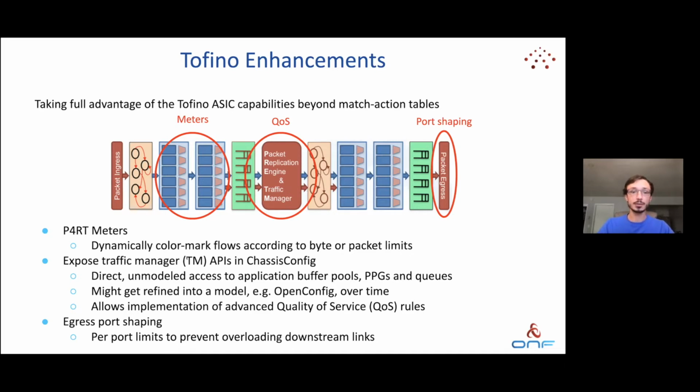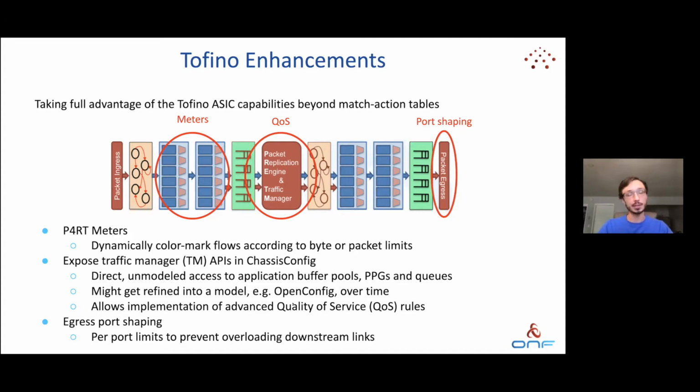Like I said, this is currently unmodeled, so we don't impose any structure. It's pretty much just the raw Tofino SDE or SDK APIs. We just map them through. But in the future, we might refine this into a model, for example, the OpenConfig one, as we see fit. But for now, the current implementation allows the user to put some pre-advanced quality of service rules into place.